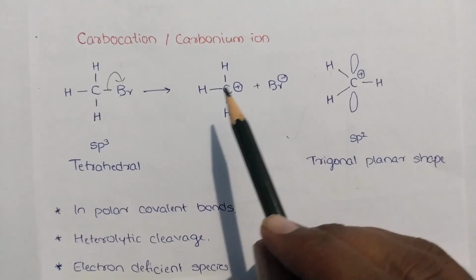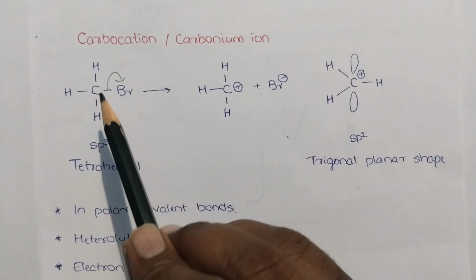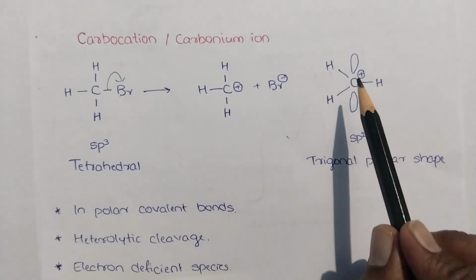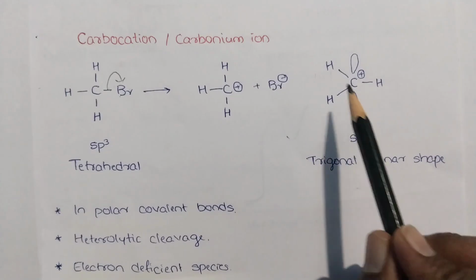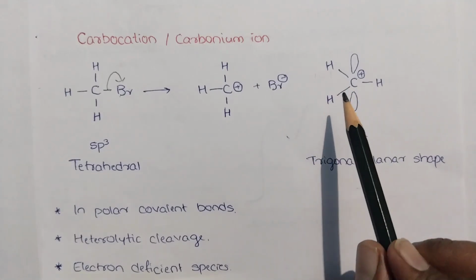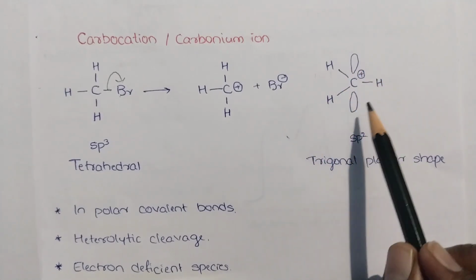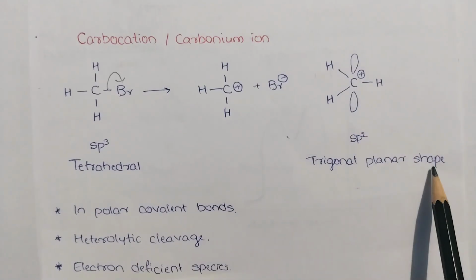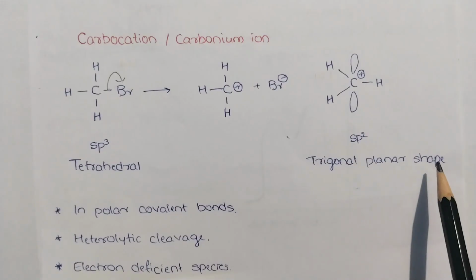Here it is now electron deficient. As you know, both the electrons go to Br, hence it is electron deficient, so that it gets a positive charge. And this is sp2 hybridized now. The CH3+ carbocation is sp2 hybridized. The structure is trigonal planar. It has a trigonal planar shape.